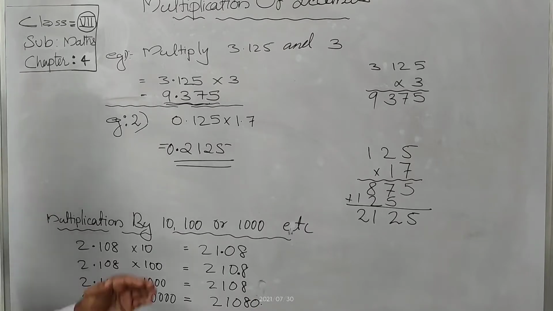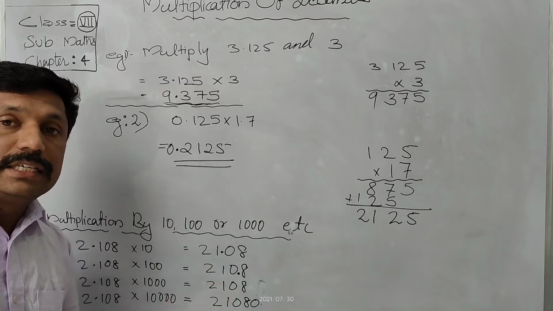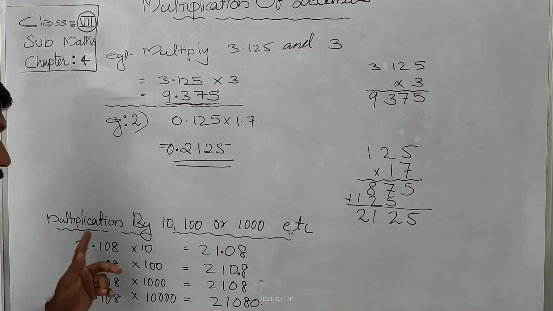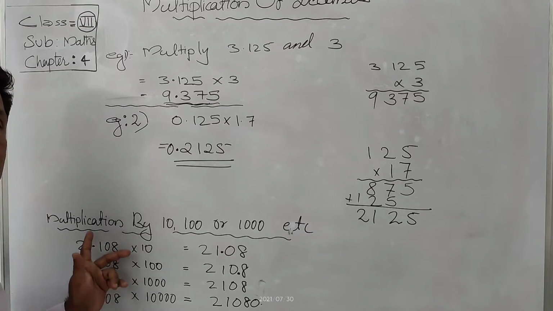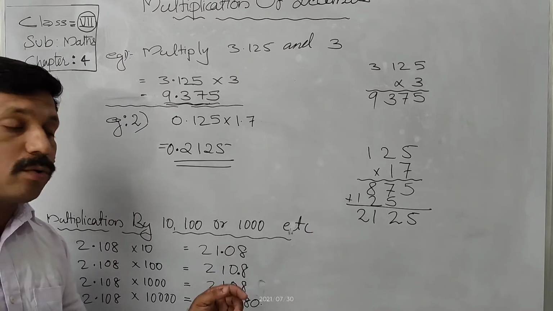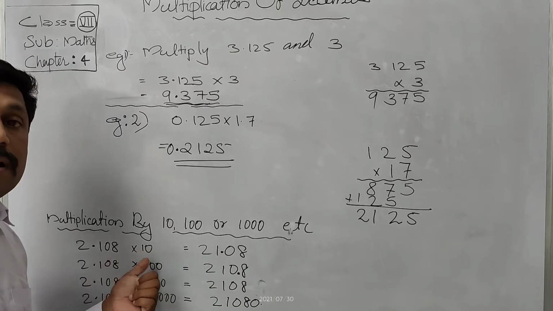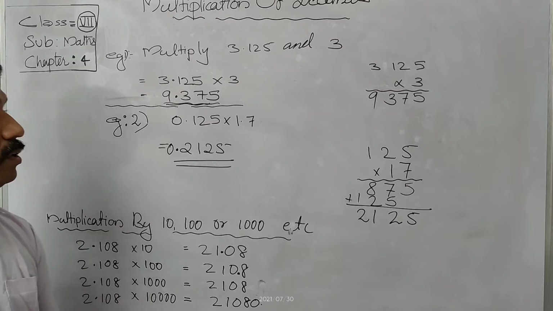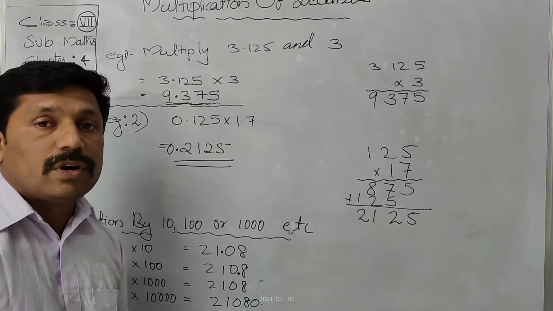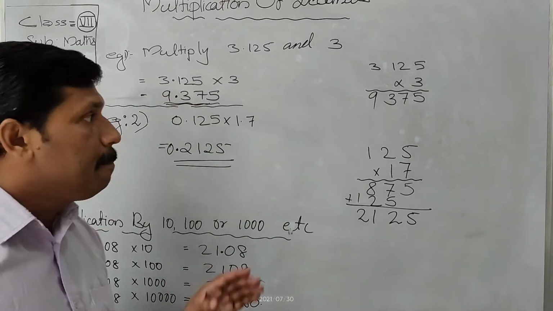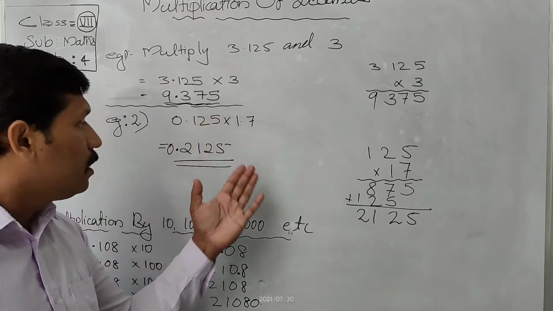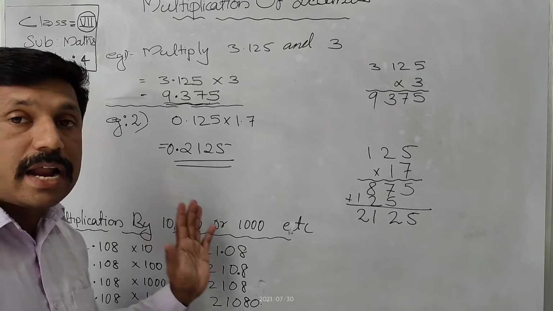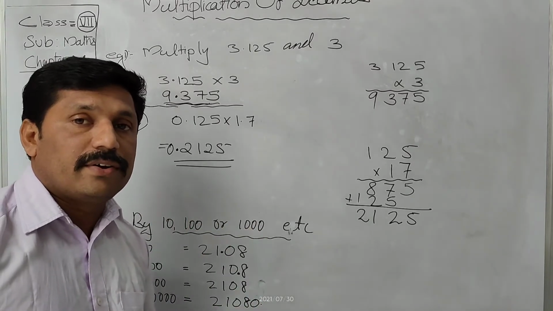Okay. So in this way, in order to multiply a decimal number by tens, hundreds, thousands or 10,000 etc., we shift the decimal point from left to right according to the number of zeros in the multiplier. Here there is no need to perform long multiplication. Okay. So these are the important points you have to remember when you multiply a decimal number by a whole number, a decimal number by a decimal number, and a decimal number by tens, hundreds, thousands or 10,000s etc.